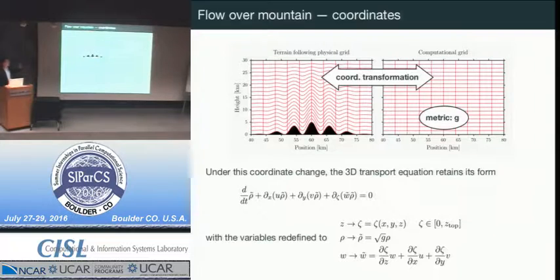I do want to emphasize that we're not doing real physical fluid dynamics here, where you would expect the flow to react to the mountain. This is still an advection equation. I'm just going to push my tracer over the mountain, and the test is, can it successfully evolve while the coordinates are wiggling under it?